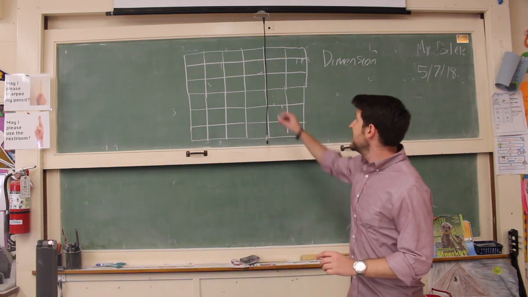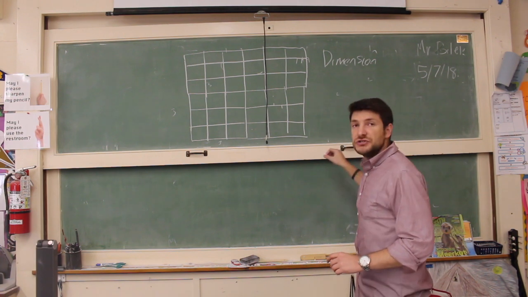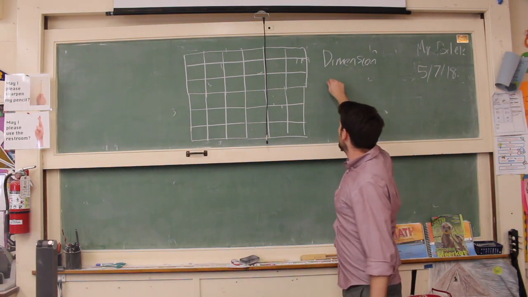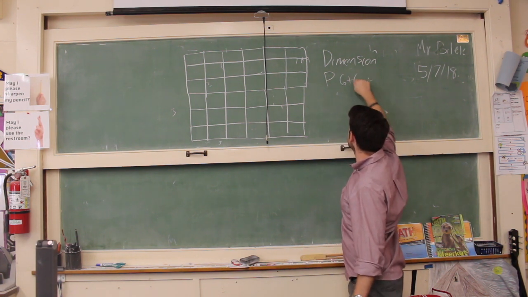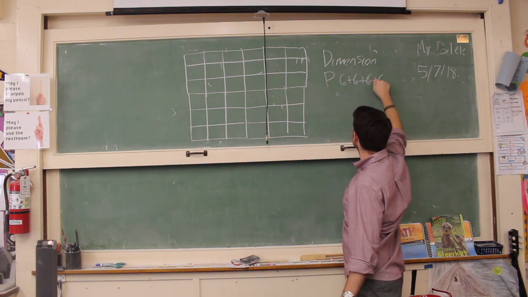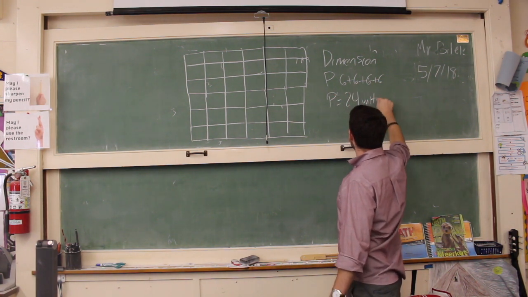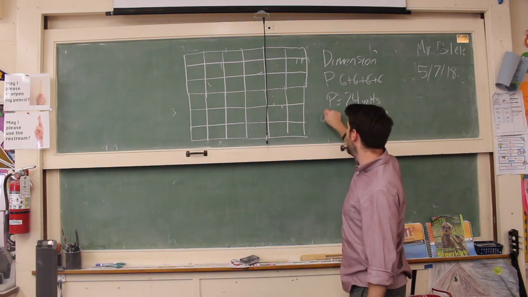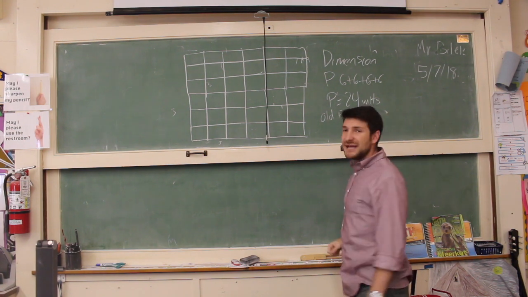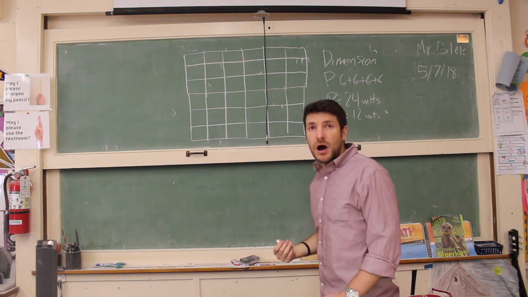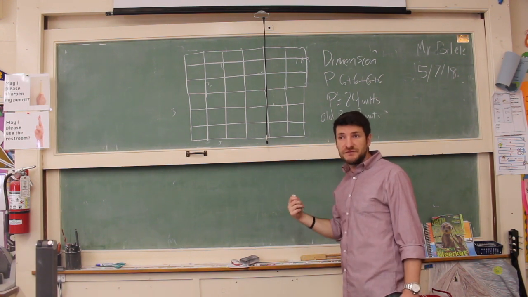Well, our dimensions have changed. Now we have 6 on every single side. So our new perimeter will be 6 plus 6 plus 6 plus 6. Our new perimeter equals 24 units. If you remember, our old perimeter was 12 units. When I doubled the size of the shape, I also doubled my perimeter. It went from 12 to 24.